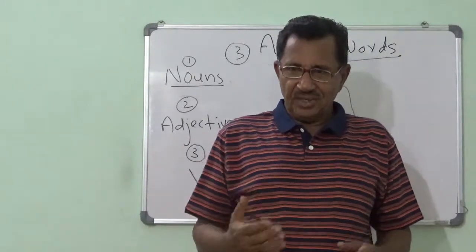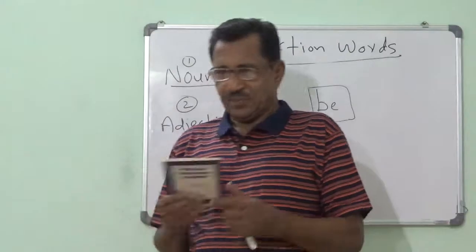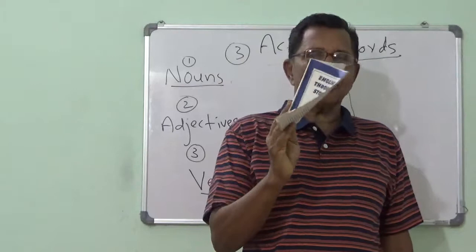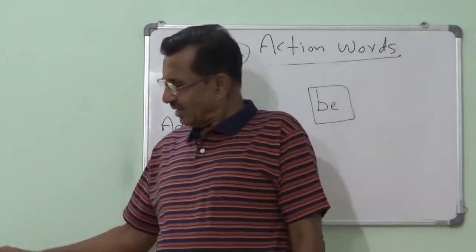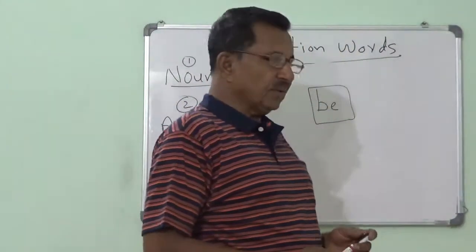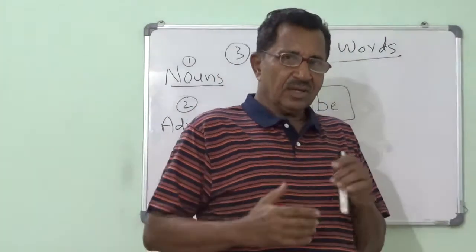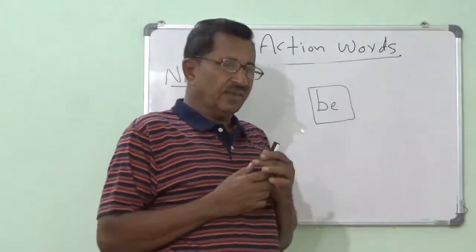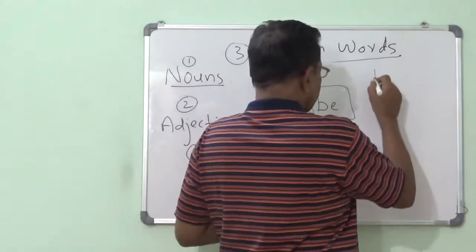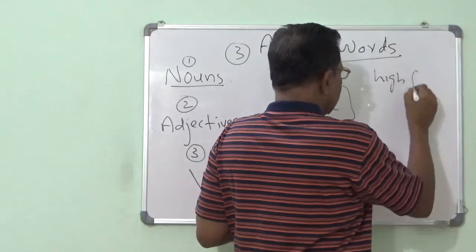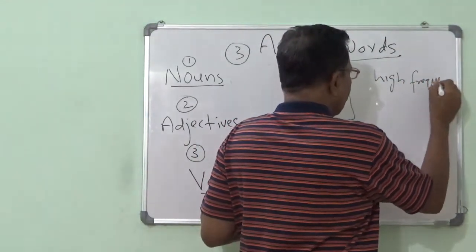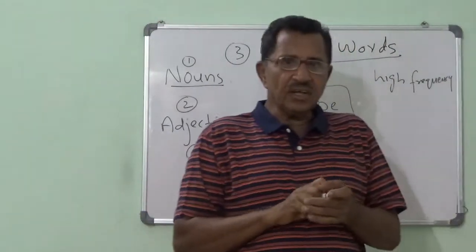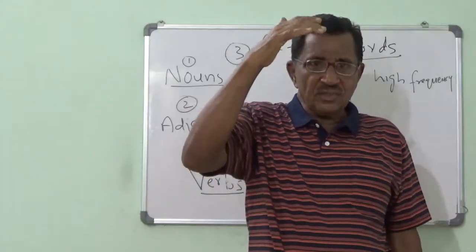If you open a page of a book like this, at least you will find this 10 or 15 times. Frequent means occurring again and again. So it's a high frequency word. Frequency means happening again and again. Suppose every day you have a headache, then its frequency is very high.